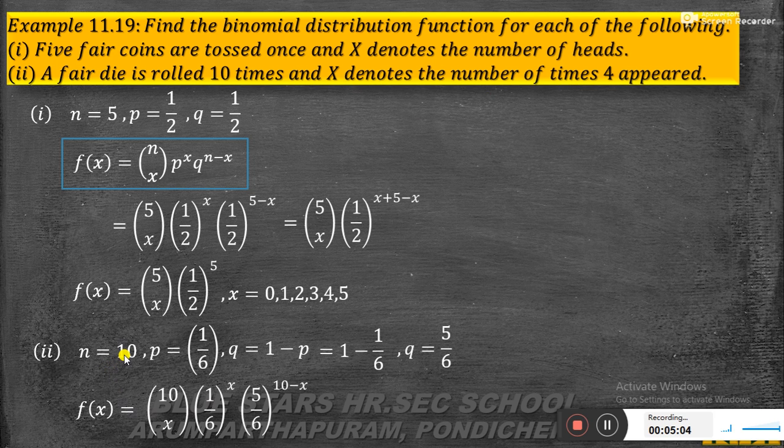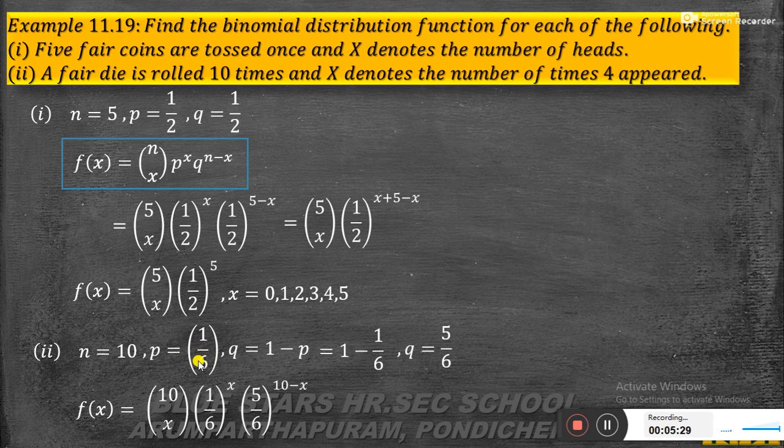So now I take the die rolled 10 times, so n equal to 10. p equal to 1 by 6. q equal to 1 minus p, so 1 minus 1 by 6, that means q equal to 5 by 6. That means n equal to 10 and probability p equal to 1 by 6.